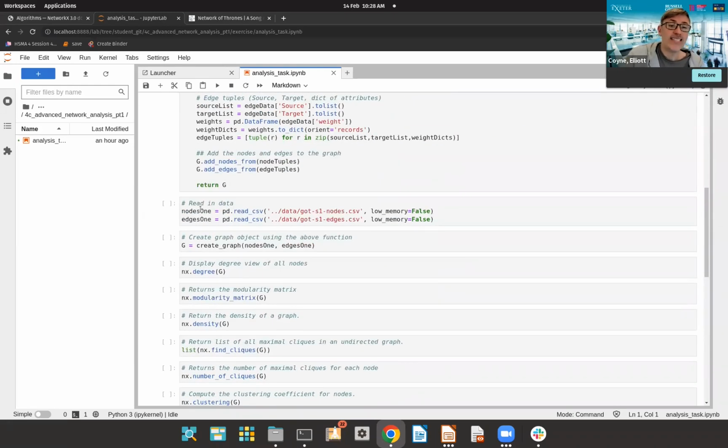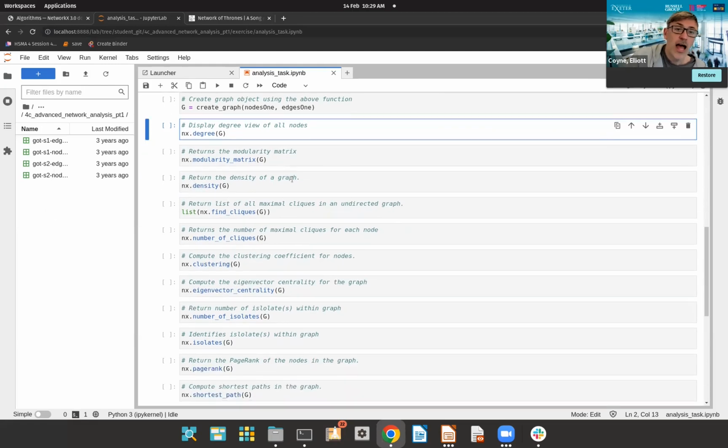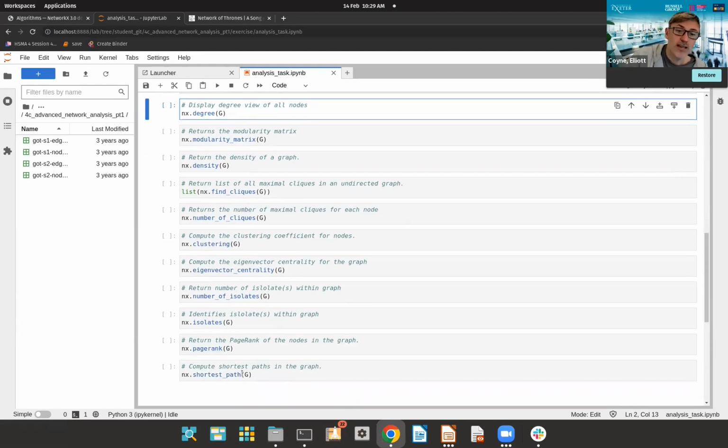We'll then read in the data of interest, and we'll create our graph object using that function above. And then down here, as a starting point, obviously, I've given you season 1 nodes and edges. But if we go back a level and look at data, we've also got season 2 nodes and edges to have a look at as well. Most of the different metrics I have discussed have already been pre-populated for you. So you may want to call it G1 instead of just G, and then do the same for the season 2 data.